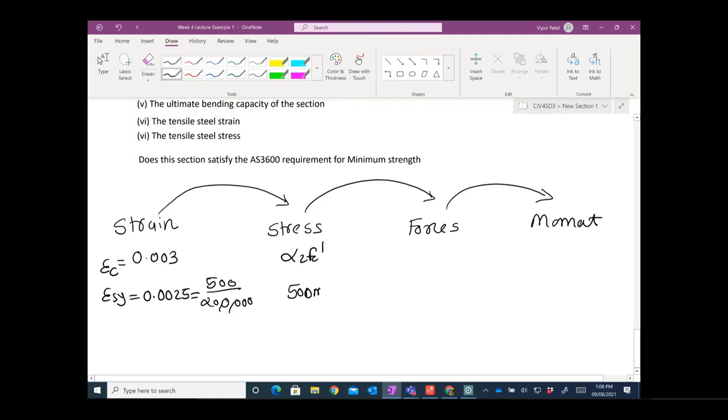If it is at yield. Once you know the stress, you multiply by the area of the concrete, and by the area of the steel. If it is compression, you multiply by this, and you can get the forces. Once you know the force, you multiply by the respective distance, let's say DC, D and so on, so you can calculate the MUO. So that's the overall procedure.